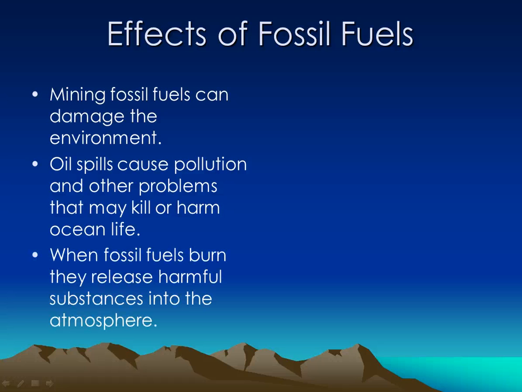When fossil fuels burn, they release harmful substances into the atmosphere. So even if we get them out of Earth and no disaster happens from that, just the use of them also damages the environment. So that has things like climate change. There's an example in your book that we'll read about. Acid rain also, which then in turn would form chemical weathering.